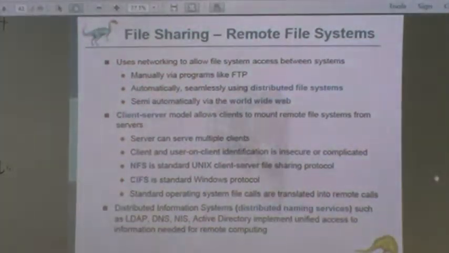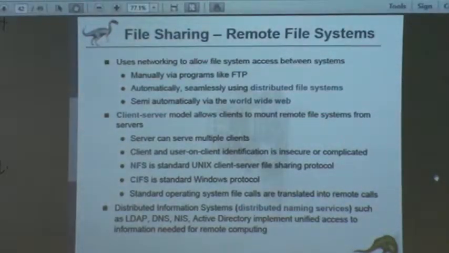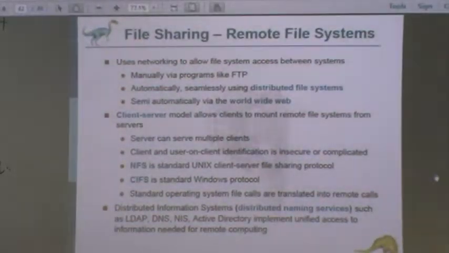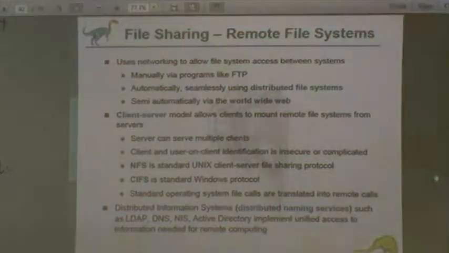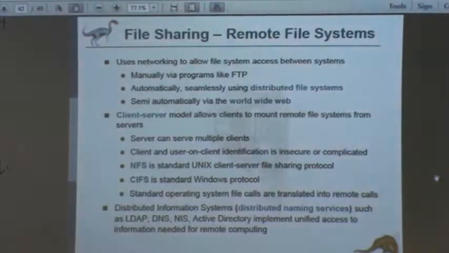For example, while you are writing data, what if the network is disconnected? So you need to consider the client-server model for writing and reading the data. That's the thing you need to consider for the remote file system.